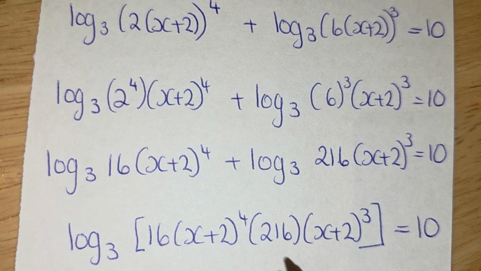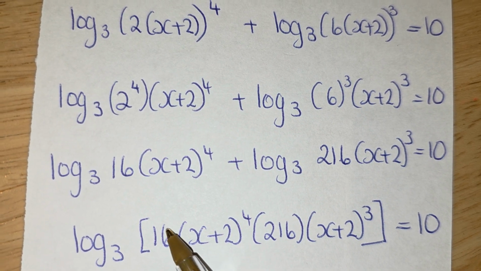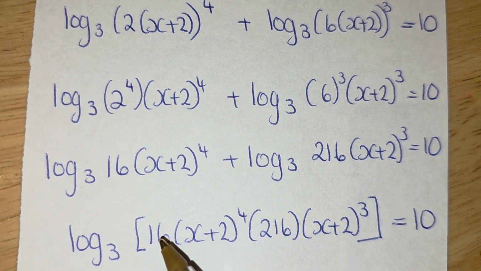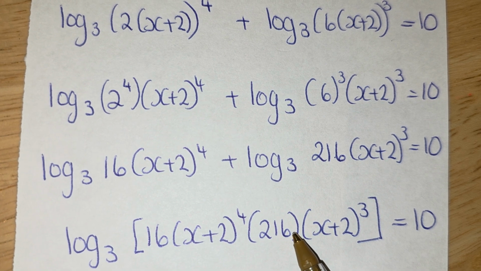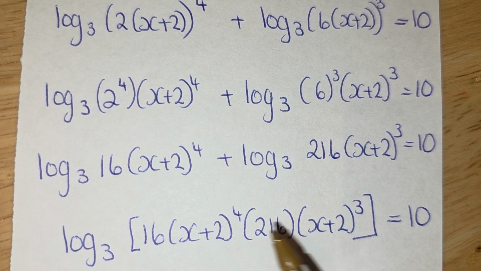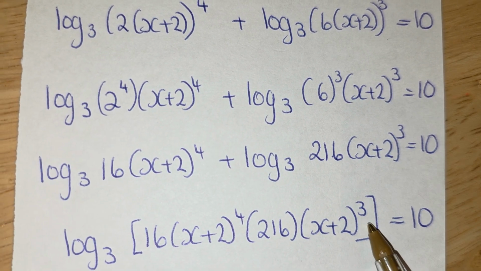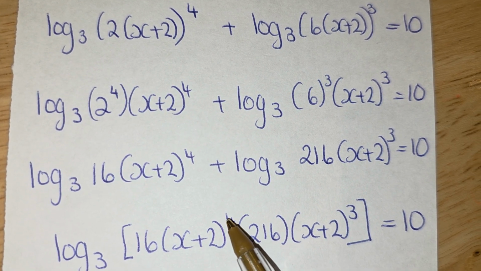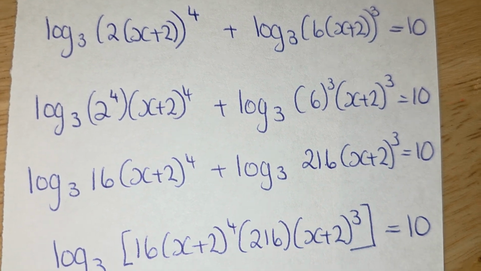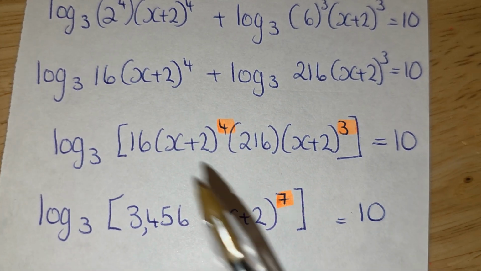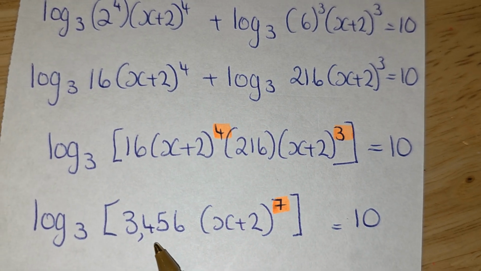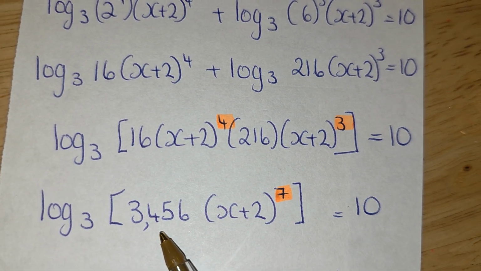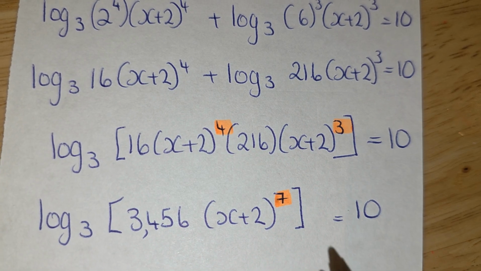Okay, I can tidy this little square bracket up further. They're all being multiplied together. So you can multiply 16 by 216 first. And then look at your two brackets, they're identical. x plus 2 and x plus 2, which means I can apply rules of indices. They're being multiplied so you can add the powers. 4 plus 3 will give me 7. Okay, and 16 times 216 gives me 3,456. So I can't do any more with the rules of logs at this stage.